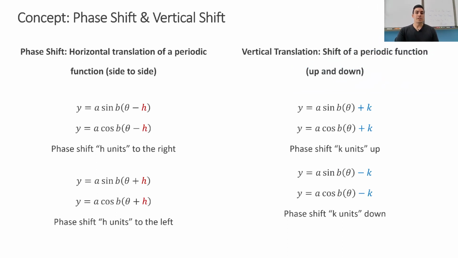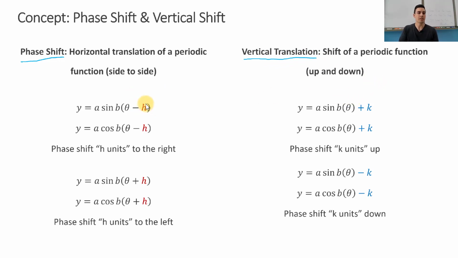First off, we've got phase shifts and vertical shifts. If we are moving side to side, that is what we call a phase shift. A phase shift is what we call our horizontal translations for our trig functions. And if we're moving up and down, we call that a vertical translation or a vertical shift, just the same as we would any other graph.